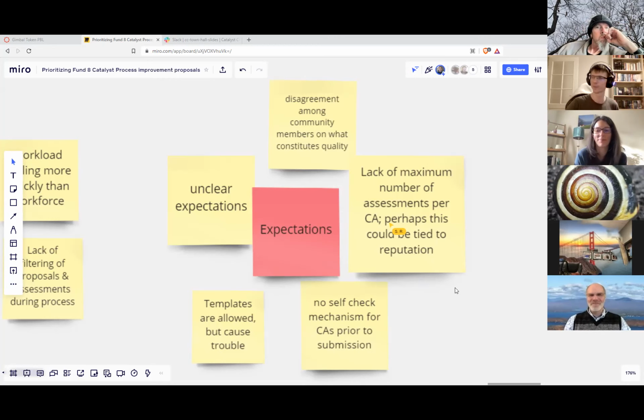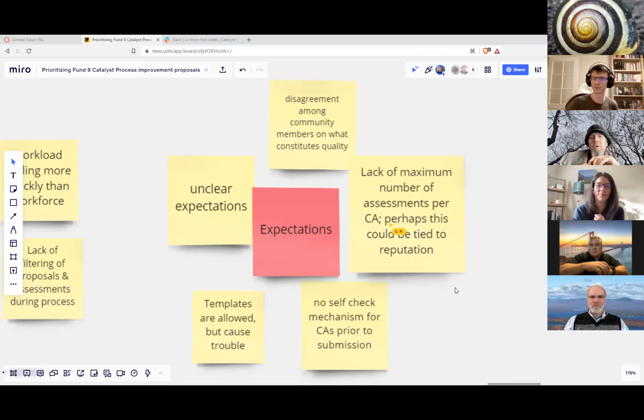So the lack of maximum number of assessments per CA, I guess people think that a CA should only do a few of them. I'm not exactly sure why that would be, because we're trying to do more. So you really want to have CAs be more productive if you're trying to scale up to the number of proposals coming in. Templates are allowed but cause trouble. I think that's poorly used templates. I used templates last time. I had lots of exceptionals. I only had a couple of things that got filtered out.